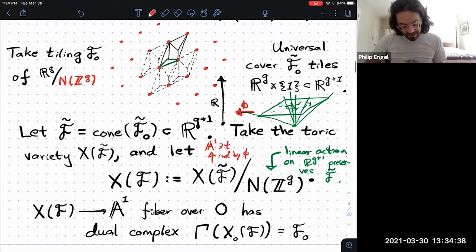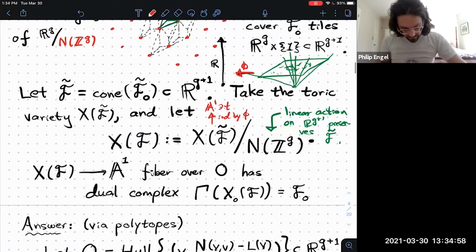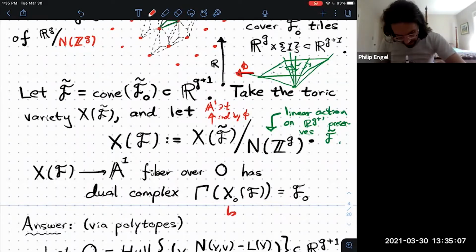But now the nice thing is that this toric variety has some toric boundary, and the toric boundary is encoded in the combinatorics of this tiling. And so what we end up getting is that the fiber over 0 is a union. So its dual complex is equal to the original tiling F naught, and it is a union of toric varieties.